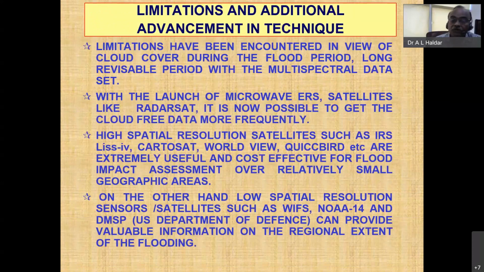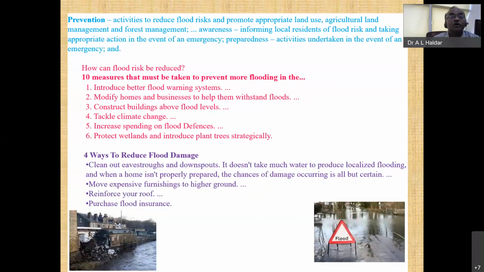So in satellite, there are a lot of limitations and also these are there. Now, to come to the prevention, we know that prevention is better than cure. It means that preparedness should take place.